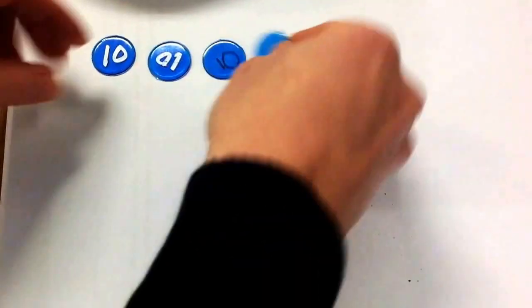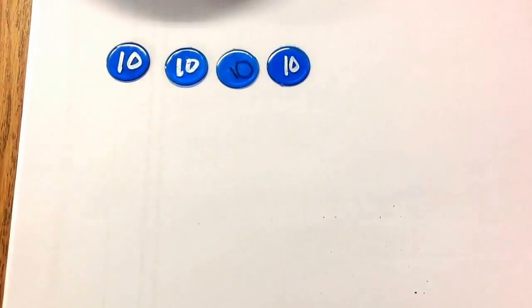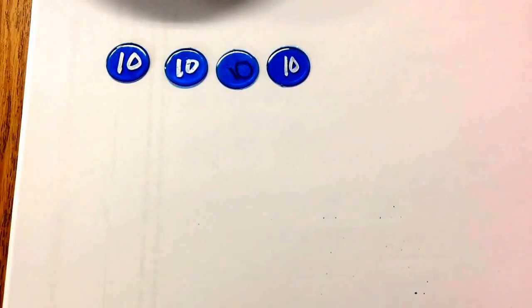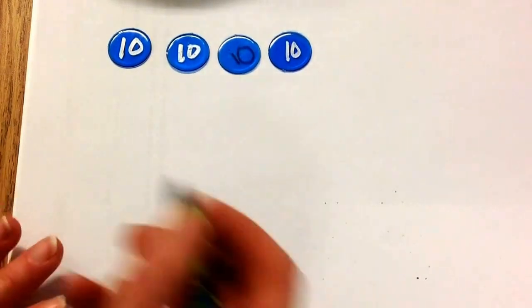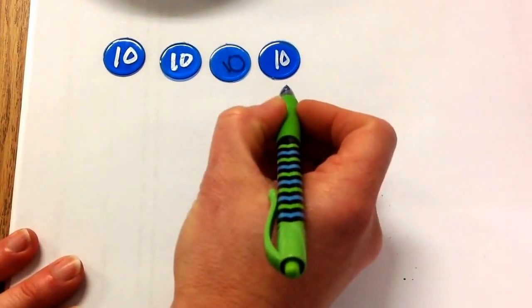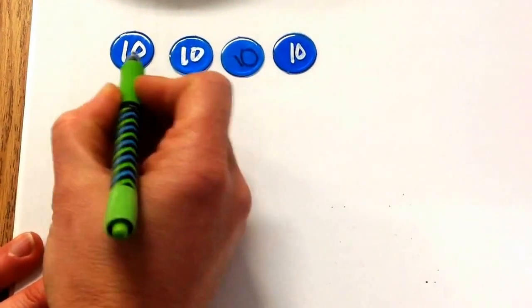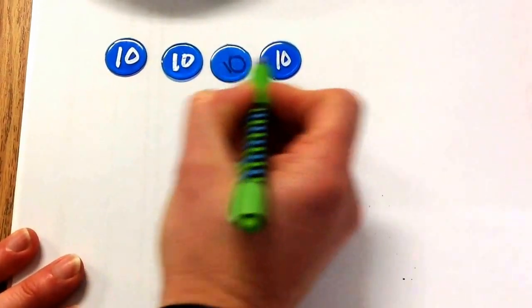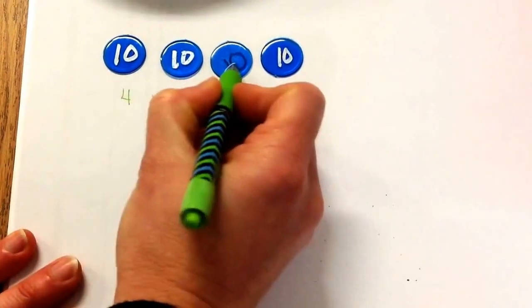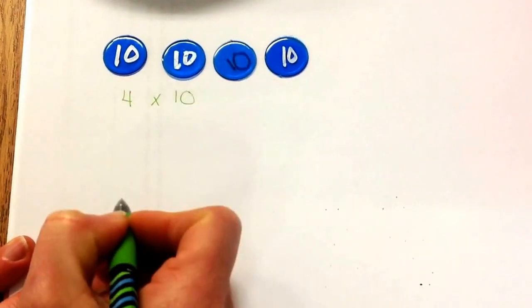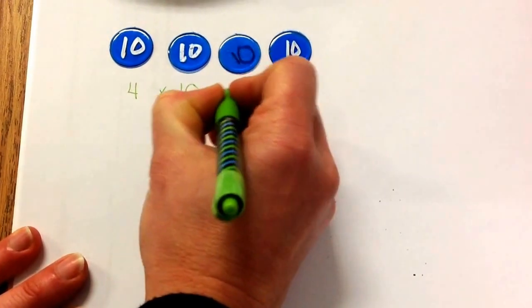If I show you this place value disc, what is it worth? What is the value of it? Well, it's worth 1/10. What if I show you 4 of them? What are they worth? Well, they're worth 4 tens or 40, right? So if I put this into a multiplication sentence, how many groups do I have? 1, 2, 3, 4. And what's in each group? 10, 10, 10, 10. So it'd be 4 times 10 equals 40.